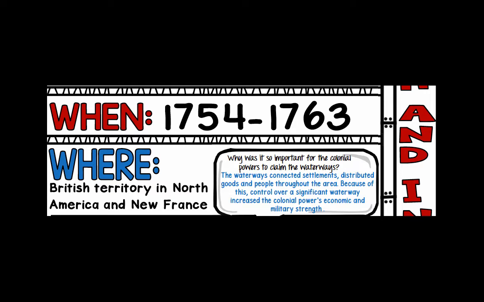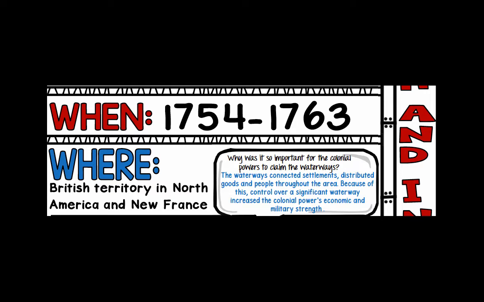If you remember, I had said that the British and the French were fighting over a territory that they both had claimed. So this war happens in British territory in North America and in New France. There's a section between the 13 colonies and the land that the French owned that the British and the French both seem to think was their land. When we get to the map part of the notes, you're going to see that there are a lot of waterways in this area where the two sides think that they own it.